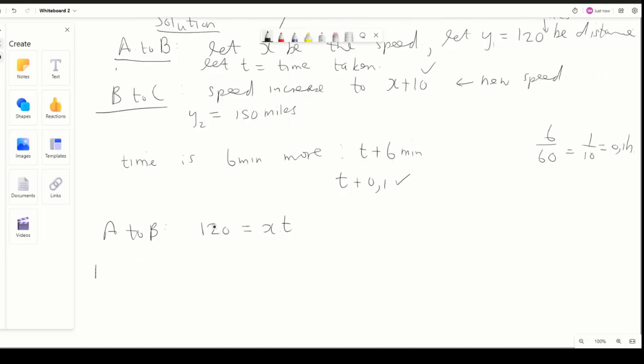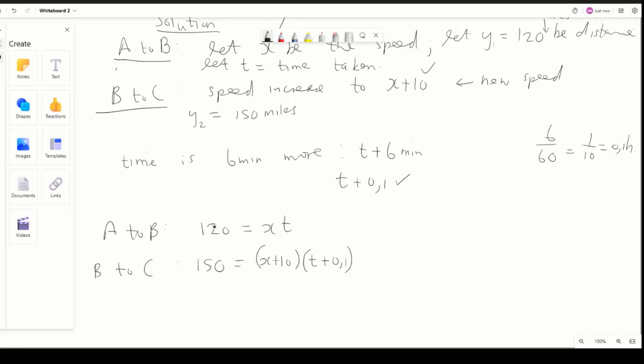Then from B to C, he drove 150 miles. And again, it is speed times time. But what was the speed now? The speed increased by 10 miles per hour. And the time it took is 6 minutes more, but now we converted 6 minutes to 0.1 hours.